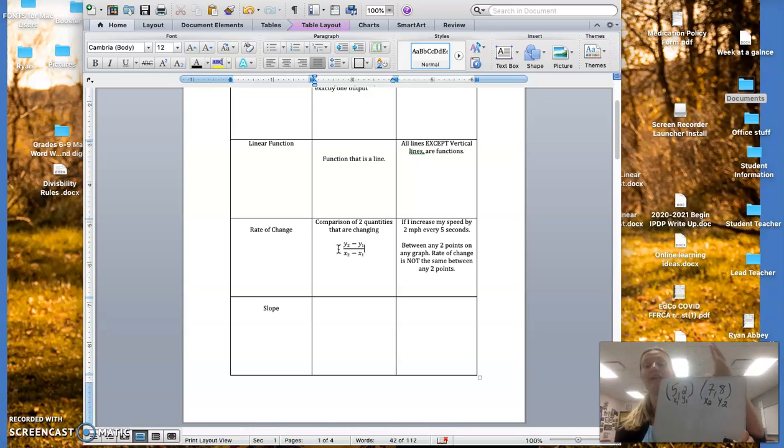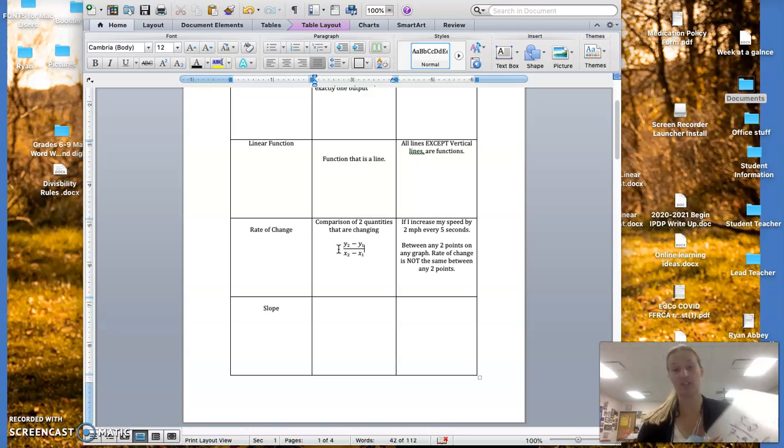So now that I have them labeled, I can just plug them into the formula. The formula says y2, which for me is 8, minus y1, which for me is 2, over my x2, which is 7, and my x1 is 5. So now all I do is subtract. 8 minus 2 is 6, 7 minus 5 is 2, 6 divided by 2 is 3. So the rate of change between these 2 coordinate points is 3. And that's all you have to do for that.